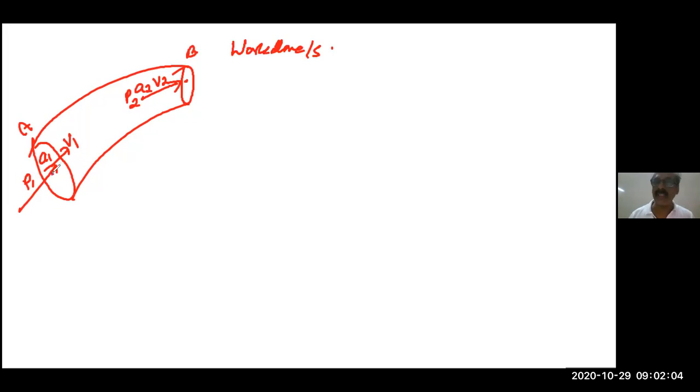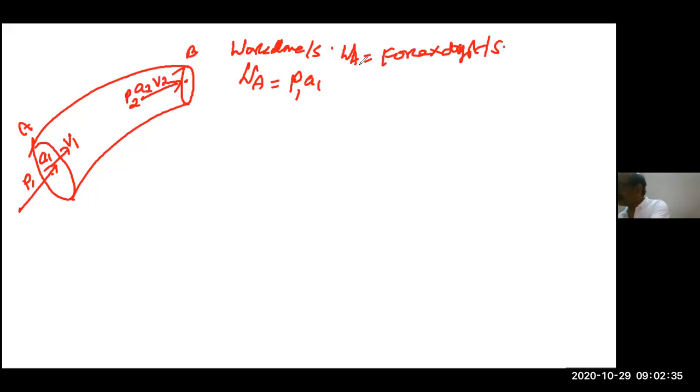At A, the work done on the liquid per second. There we are pushing, imagine. So WA. Work done means force into displacement per second. So we can say WA is equal to force, which is pressure into area. That means P1 into A1, then into displacement per second, that means velocity V1.